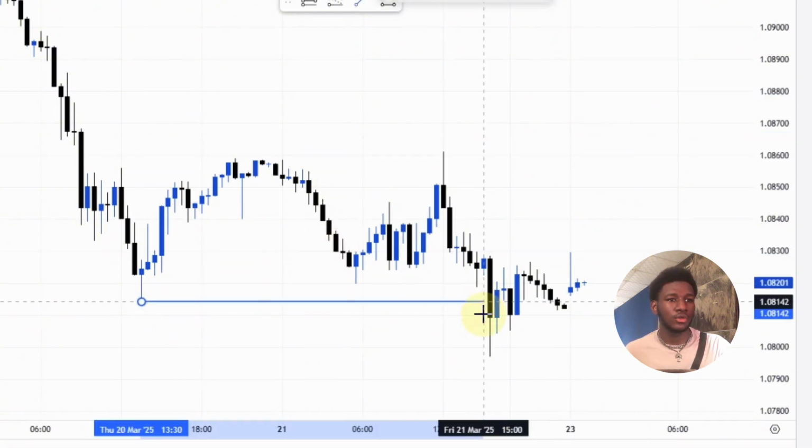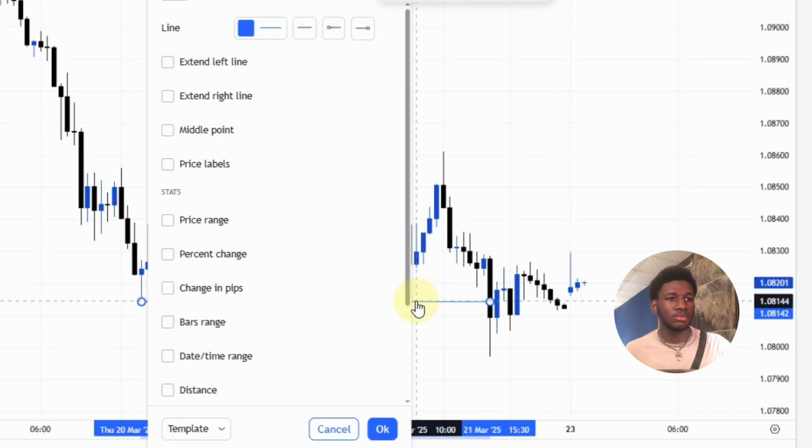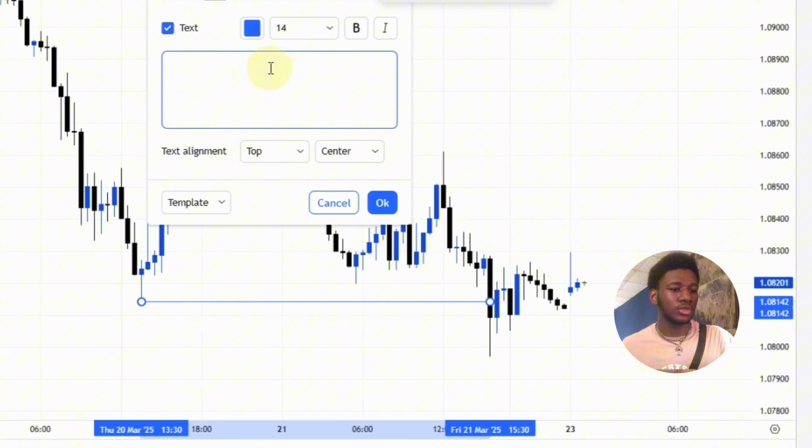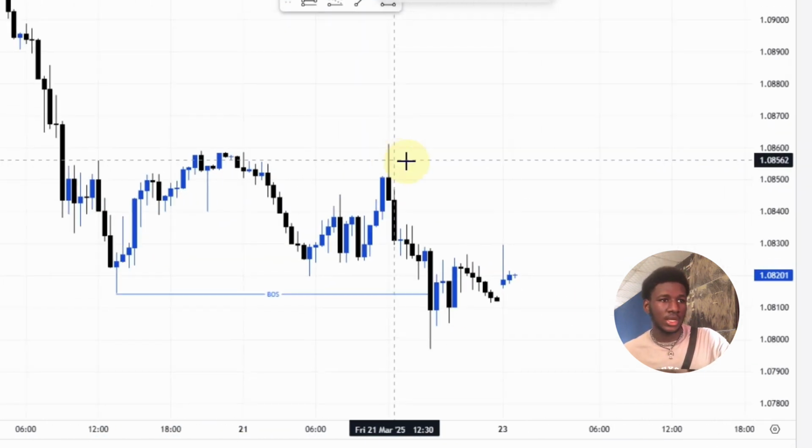Price broke structure to the downside. We'll just label this BOS. So yeah, price broke structure to the downside. This is our break of structure, and yeah, sweet. So price broke structure to the downside, and then what did it do?